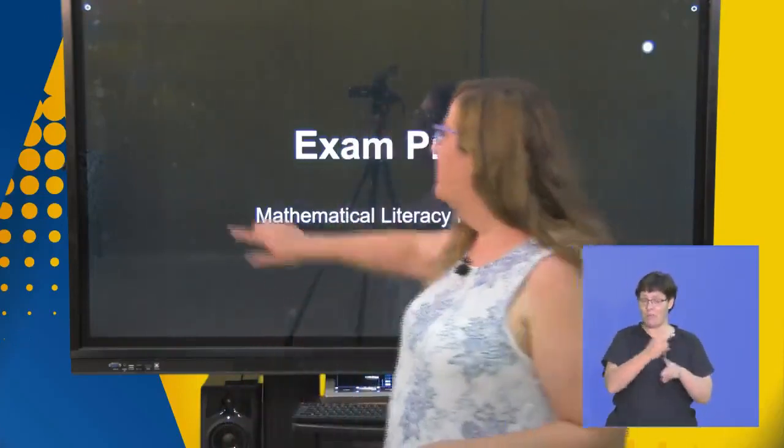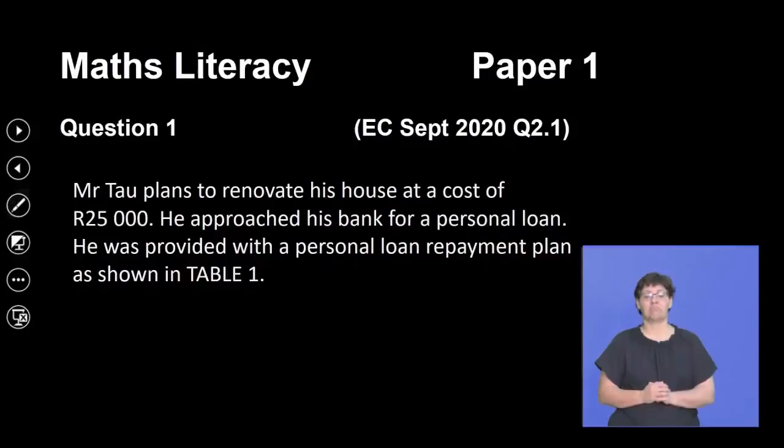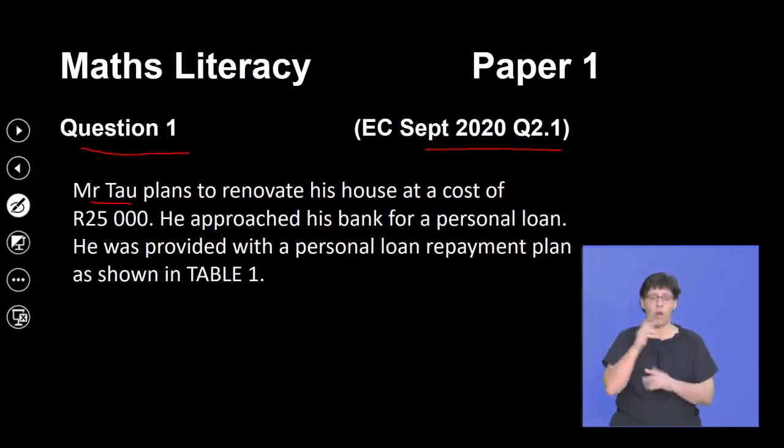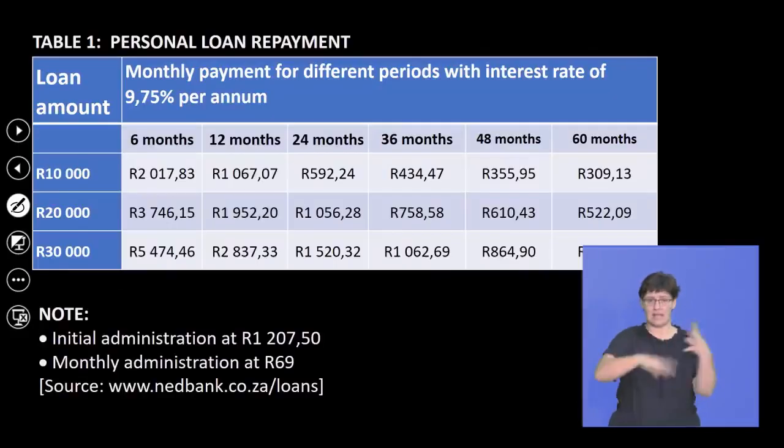Thanks, Luni. Welcome. Today we're going to be doing some exam prep for paper 1. So let's see what we've got. We're going to be looking at the Eastern Cape prelim from this year, and we're going to be doing question 2.1 from the paper. I'm calling it question 1 because it's the first question that I did with you. So we've got Mr. Tao plans to renovate his house at a cost of 25,000 Rand. He approaches his bank for a personal loan. He was provided with a personal loan repayment plan as shown in table 1. So let's go see what table 1 says.